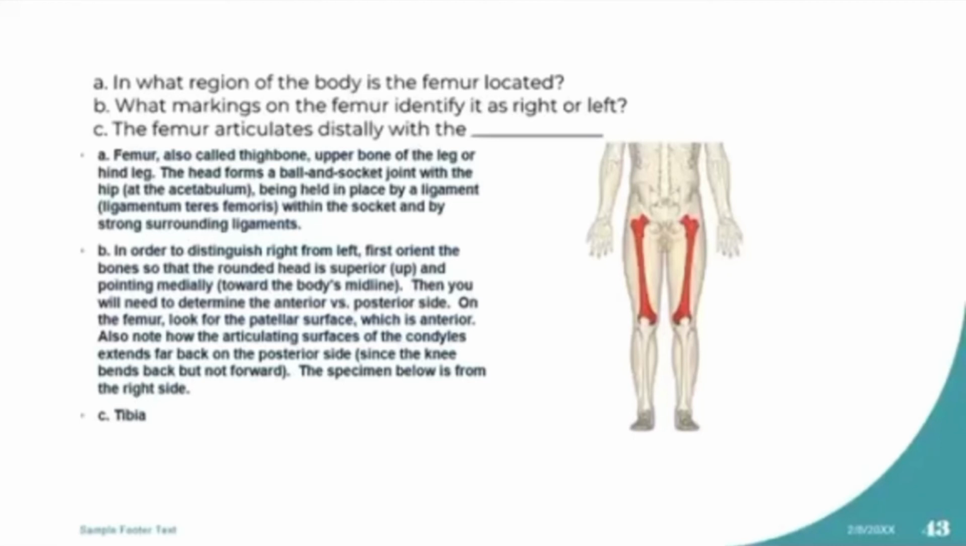On the femur, look for the patellar surface, which is anterior. Also note how the articulating surfaces on the condyles extend far back on the posterior side, since the knee bends back but not forward. The specimen below is from the right side. See, the femur articulates distally with the tibia.